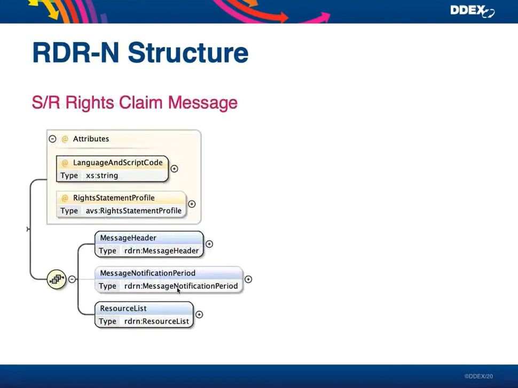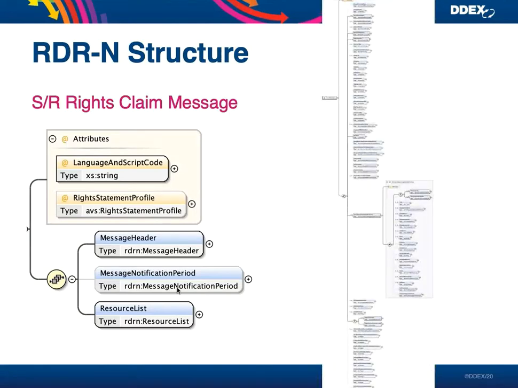Compared to the RDR-N, though, the RDR-R standard is really simple. So the rights claim message, very simple. Like all DDEX messages, you have a message header that tells you who sends the message to whom, when it was created, and so forth. And it mirrors the header record that we had in the flat file. You then have an optional message notification period that tells you for which period a rights claim is being made, and then you have a list of resources that can be sound recordings or music videos.